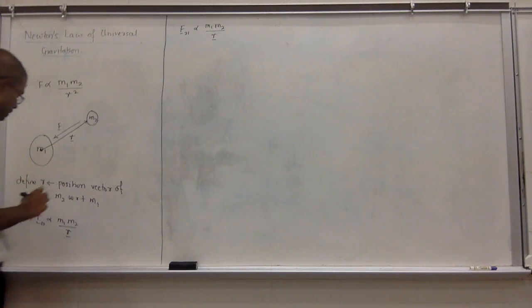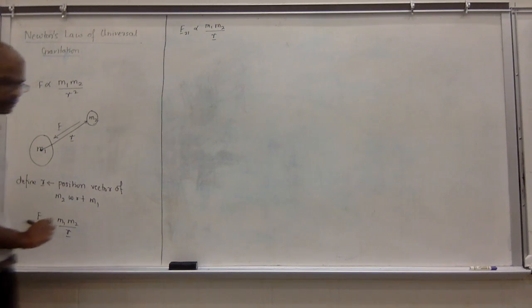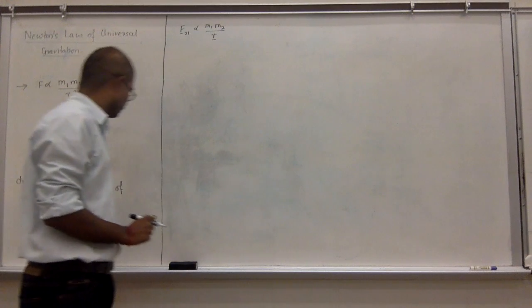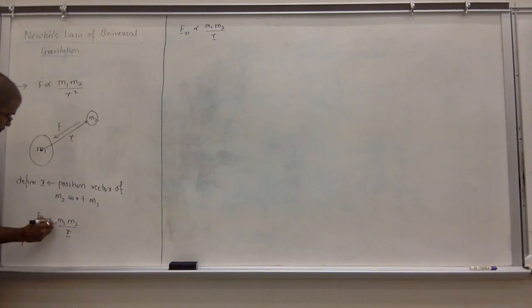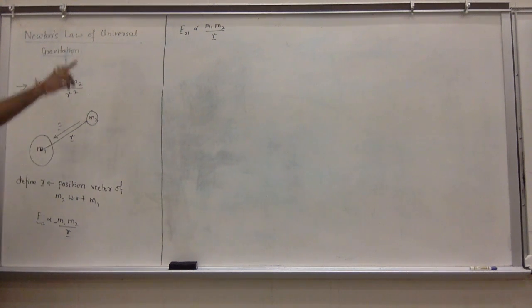So which one would be negative? The first one would be negative. Why is that? Because this and this are in opposite directions. So that one would be positive. That is how you use vectors.